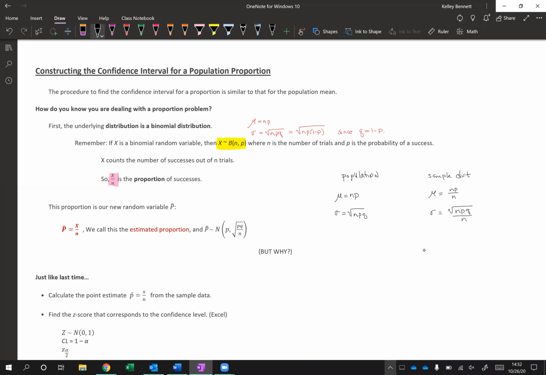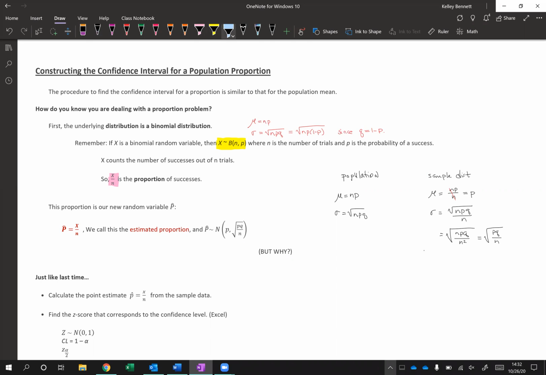So if we look at mu and sigma for our sampling distribution, I can cancel out an n with mu and I'll have just p by itself. And if we simplify sigma over here, there's a little bit of a trick to it, but nothing too fancy. We'd end up with the square root of pq over n.